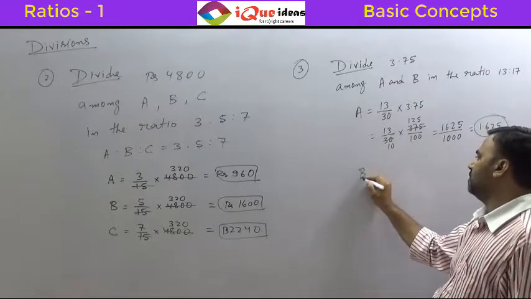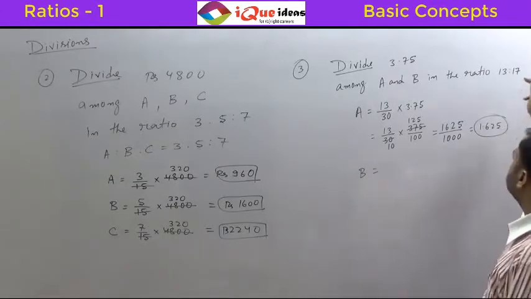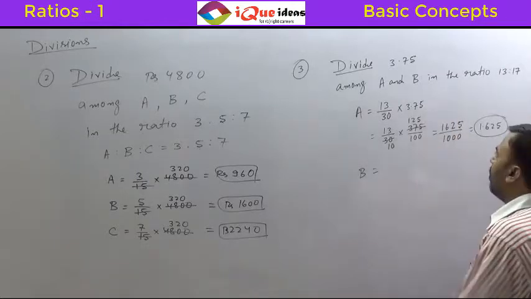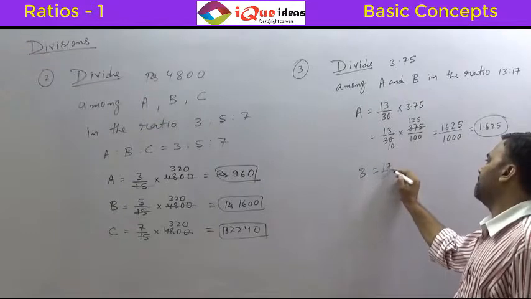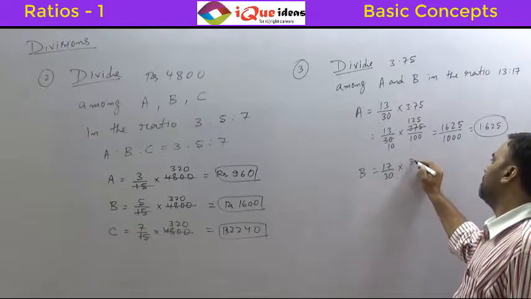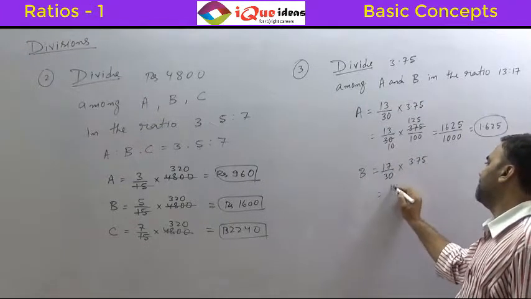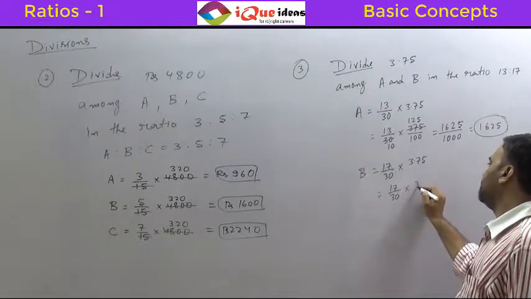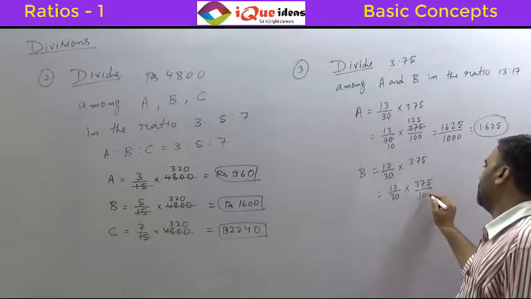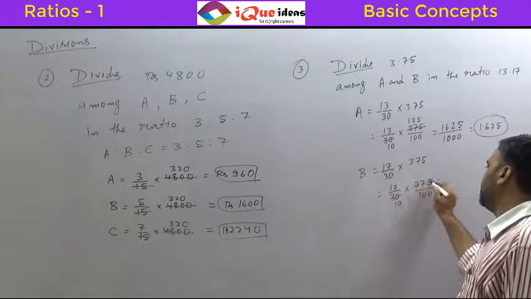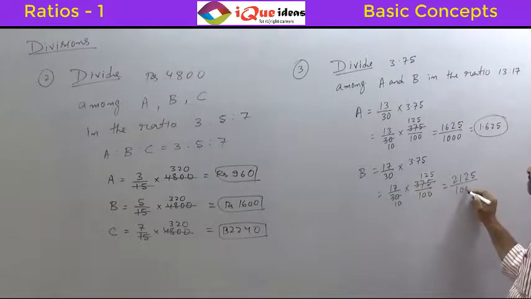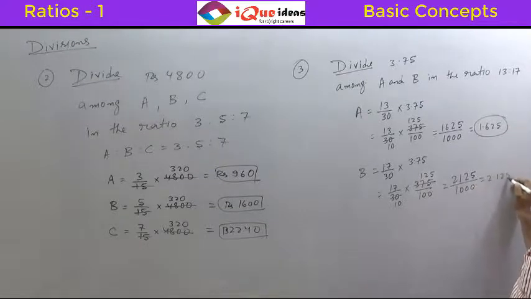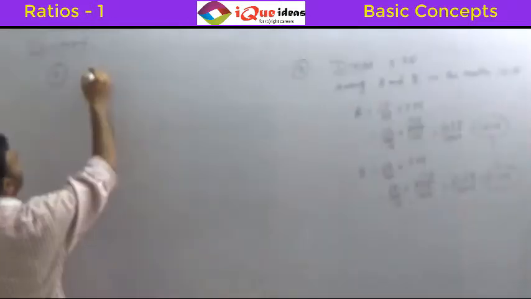And here what you can do, the second part would be 17 divided by 30 into 3.75, or you can subtract this number from this to get your final answer. Right? So 17 by 30 into 3.75, which is 17 by 30 into 375 by 100. So this 3 10 times, 3 125 times. So 17 into 125 is multiplied by 1000. So it is 2.125. If you just check by adding these two, you should get 3.75.